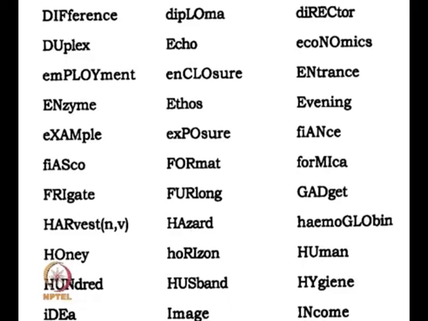Gadget. Harvest. Hazard. Hemoglobin. Honey. Horizon. No. Horizon. Human. Hundred. Husband. Hygiene. Okay, next. Thank you, Aman.